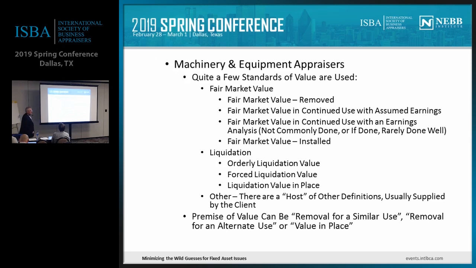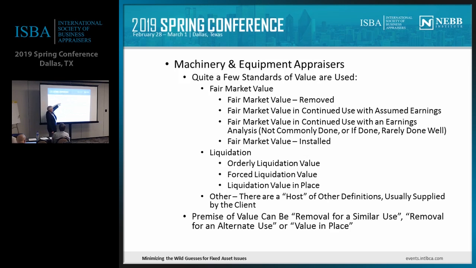Okay, now the machinery equipment. We'll see some of these machinery equipment guys in here who will straighten me out if I'm wrong. There are a bunch of different standards of value in machinery equipment. When I first got into the machinery equipment thing and looked at this, I thought, yeah, this makes the BV thing make more sense. Why doesn't BV do this? Under fair market value, it comes in a variety of flavors. You can have fair market value removed. In other words, what's the fair market value of this piece of machinery if it's pulled out of there and sold to somebody else somewhere else? In other words, the value of it yanked.